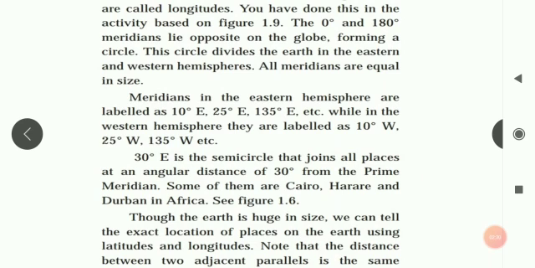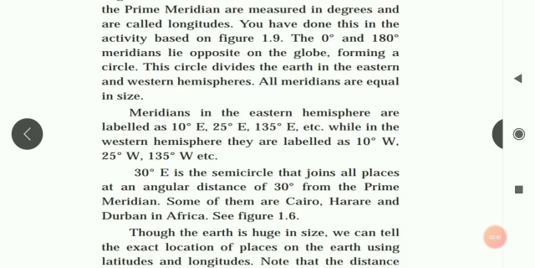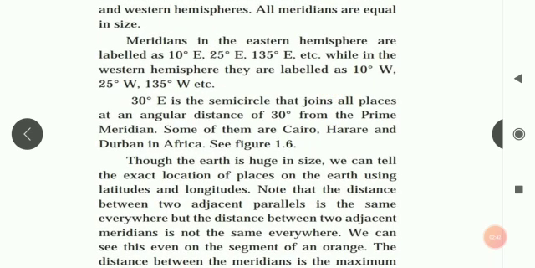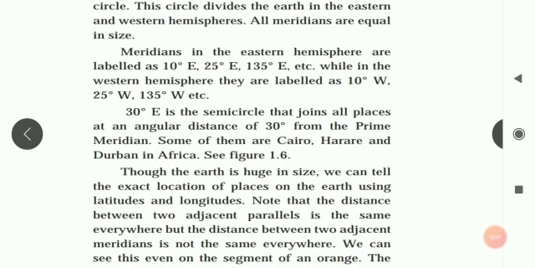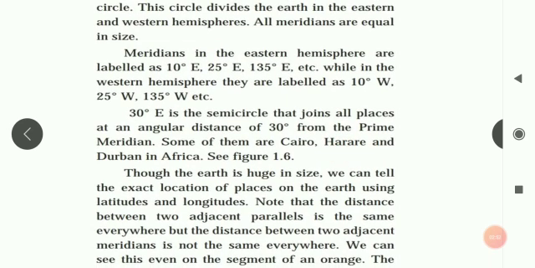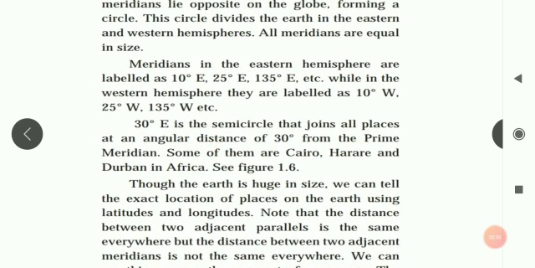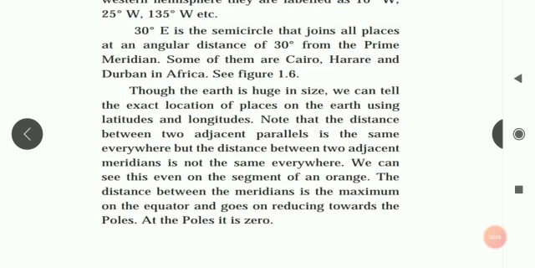30 degree east is the semicircle that joins all places at an angular distance of how much? 30 degree from the prime meridian. Yes. So we always have to consider distance from prime meridian, that is the main meridian. Okay. So all the places which are at 30 degree east, this 30 degree is nothing but the angular distance. Some of them are like Cairo, Harare and Durban in Africa. These are at 30 degree east. So 30 degree east is the angular distance of all these places. Understood the true meaning of angular distance? Yes, it is the distance of these places, isn't it?